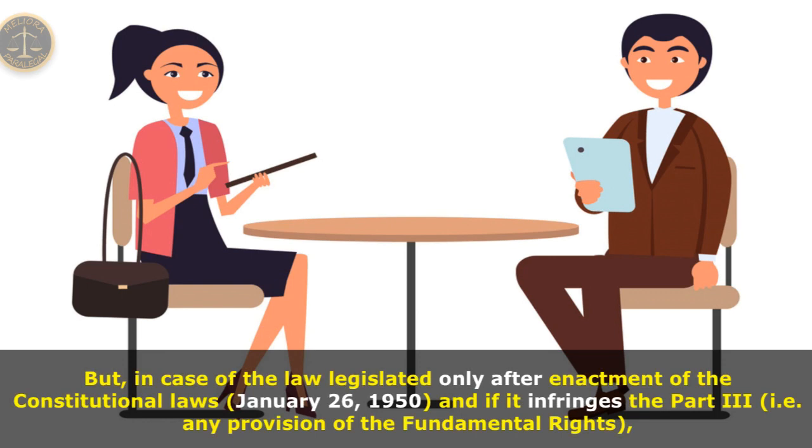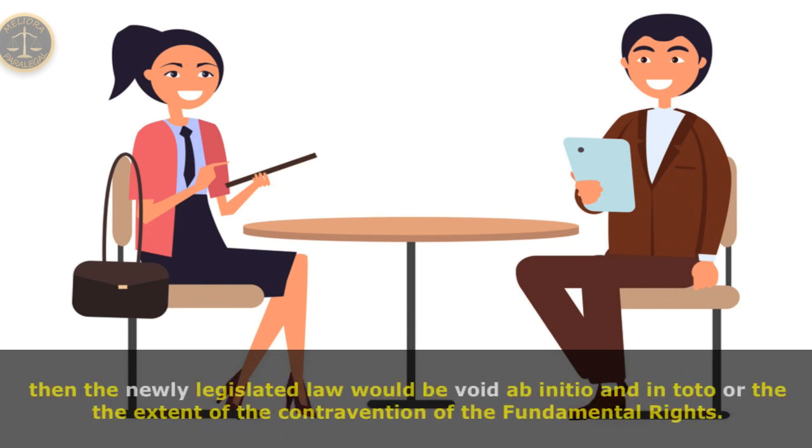But in the case of a law legislated only after the enactment of the Constitution, January 26, 1950, if it infringes Part 3, that is any provision of the fundamental rights, then the newly legislated law would be void ab initio and in toto, or to the extent of the contravention of the fundamental rights.